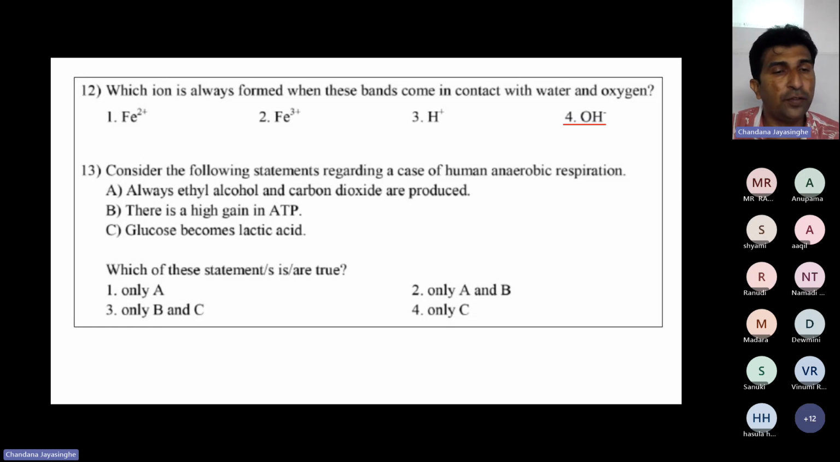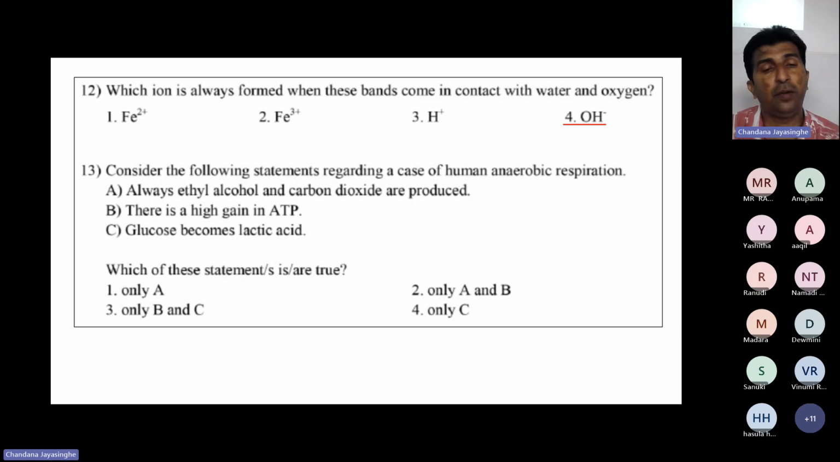Here they have given three statements. The first: always ethyl alcohol and carbon dioxide are produced. Now the sentence is incorrect due to having the word always, because anaerobic respiration can occur both in plants and animals. Here they only consider one aspect, right? That's why A is incorrect.